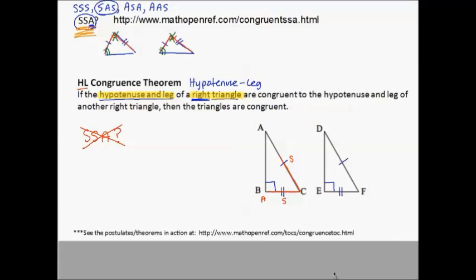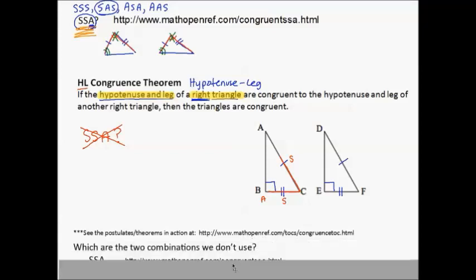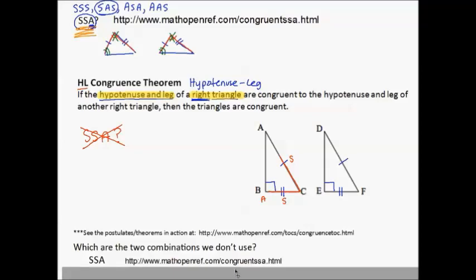For more information and to see these postulates or theorems in action, try visiting this website at Math Open Reference. So let's talk about which are the two combinations that we don't use and we haven't shown as postulates or theorems. Side-side-angle we talked about, spells the bad word backwards is an easy way to remember it. Check out this website to see how that doesn't work.